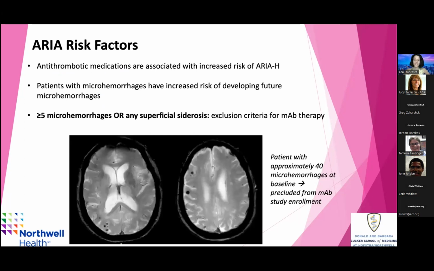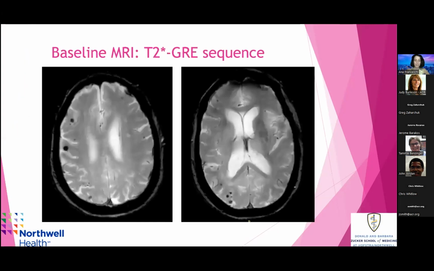So just to refresh, antithrombotic medications are associated with increased risk of ARIA-H, but really the main risk factor is basically having microhemorrhages at initial baseline scan. So patients with prior microhemorrhages have an increased risk of developing future microhemorrhages, and 5 or more microhemorrhages or any area of superficial siderosis is considered to be an exclusion criterion for monoclonal antibody therapy. And here is just an example of that baseline GRE sequence.